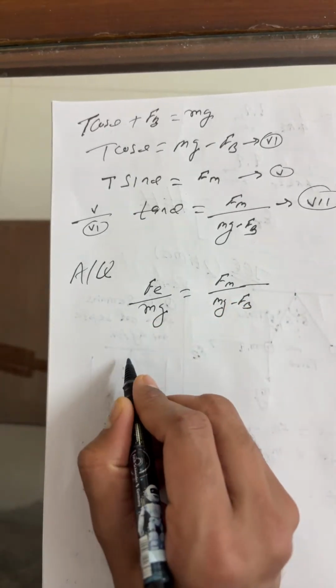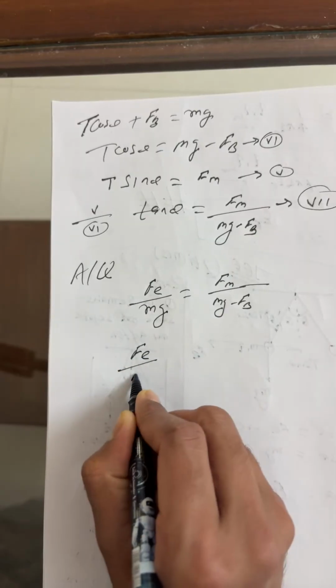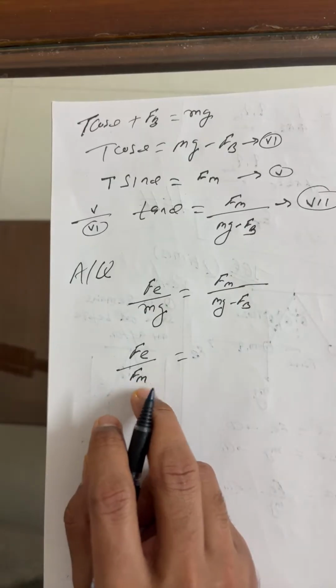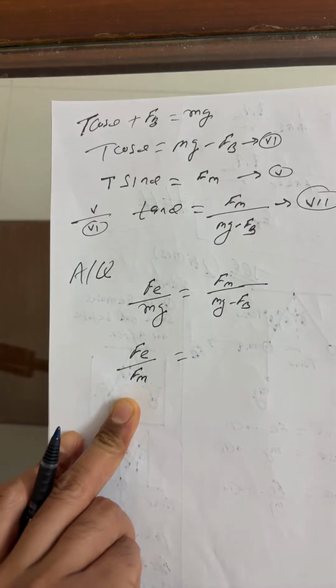Just take the ratio here. You can say Fe upon Fm. It's nothing, beta, I already proved this result. Already I proved it.